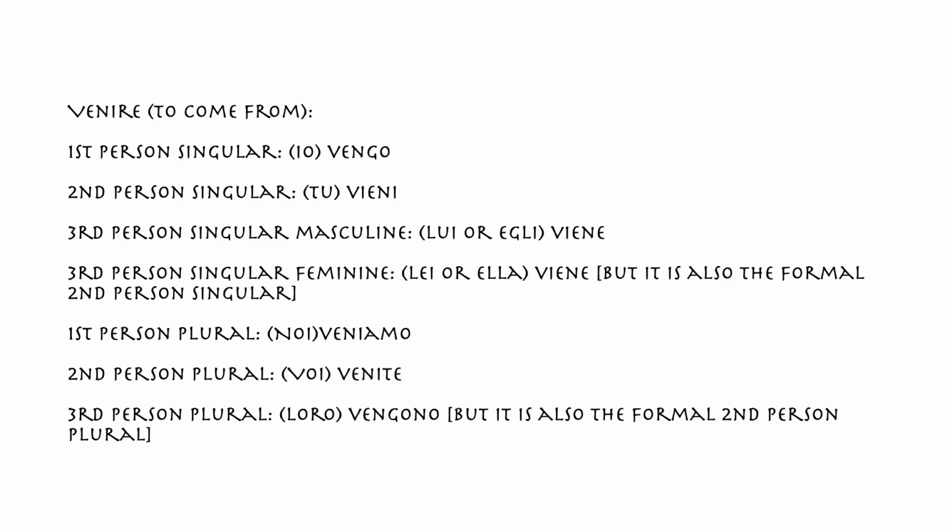Let's have a look at two other verbs now. Venire, which is to come from. First person singular is vengo, or io vengo. Second person singular is tu vieni, or vieni. Third person singular masculine, lui or egli viene. The third person singular feminine, lei or ella viene, or viene, but it is also the formal second person singular.